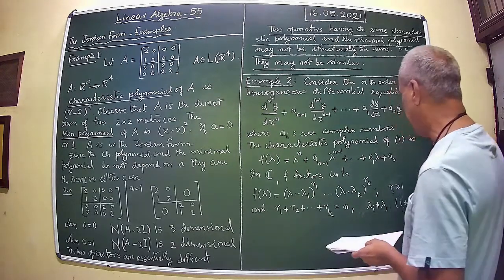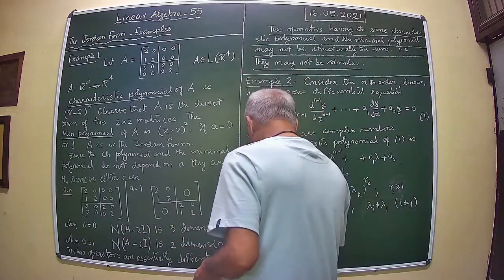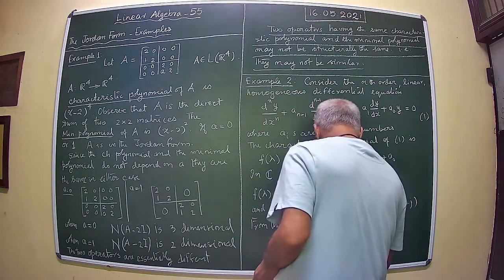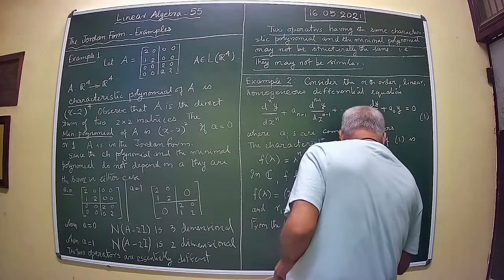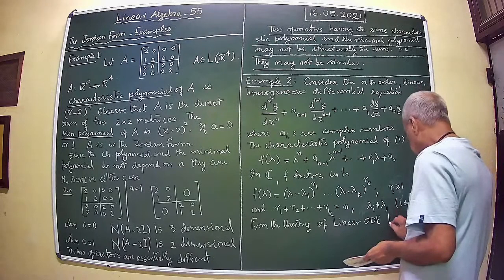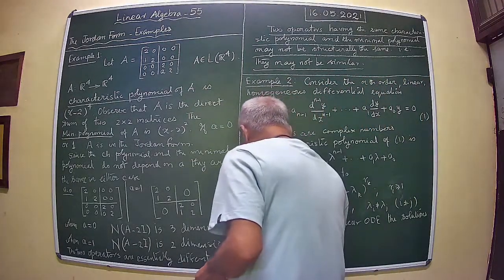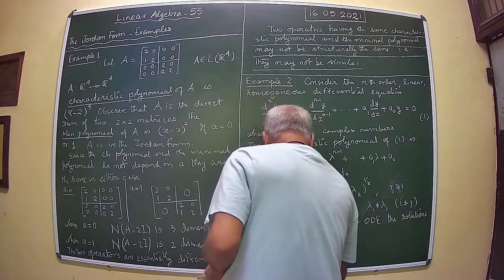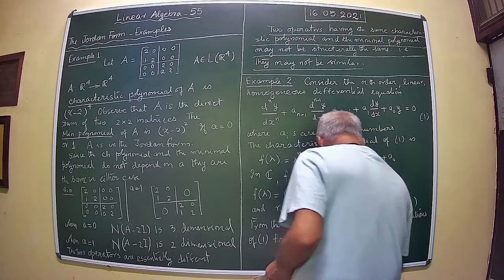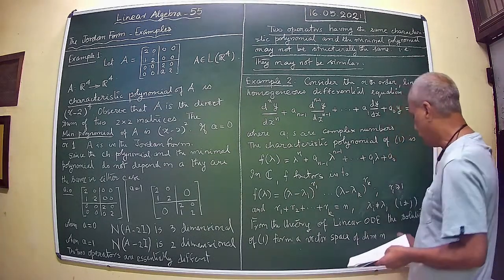So lambda 1, lambda 2, etc., lambda k are the distinct zeros of f. Now from the general theory of ODE, the solutions of one form a vector space of dimension n, where n is the order of the differential equation.